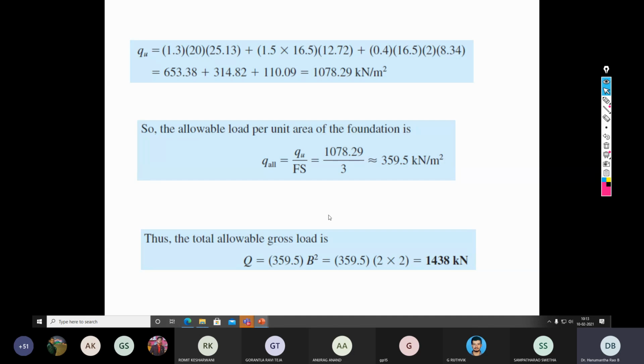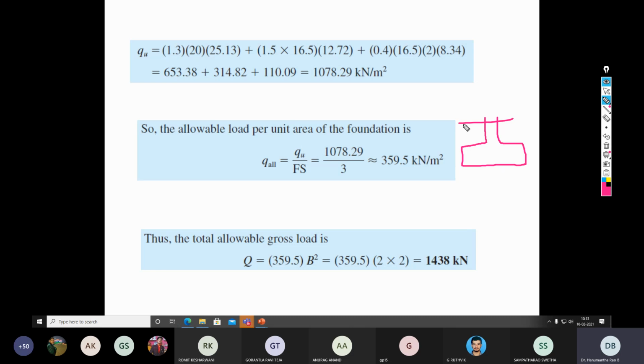Now you are asked to calculate the allowable gross load. Remember, this is allowable stress. Next, allowable load. If you want to calculate the allowable load, simply multiply the allowable stress with the respective area. In our case, it is a square footing, so that is B square, 359.5 multiplied by 2 into 2. So 1438 kilonewton.